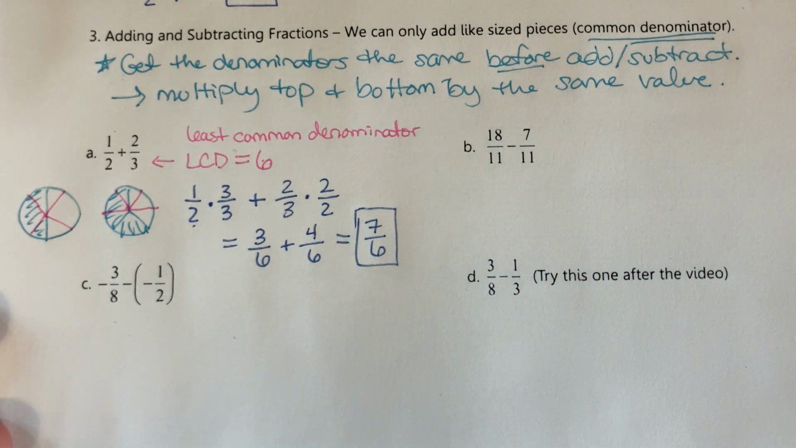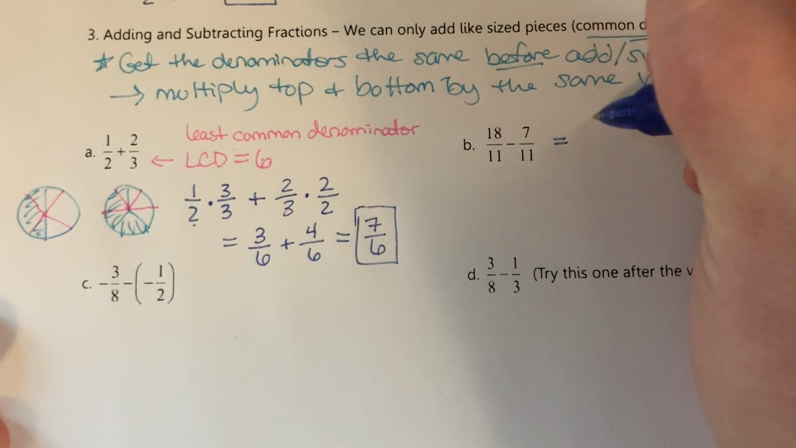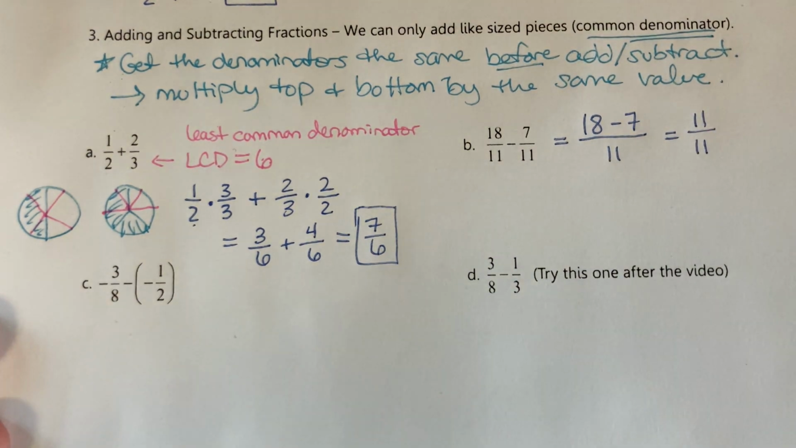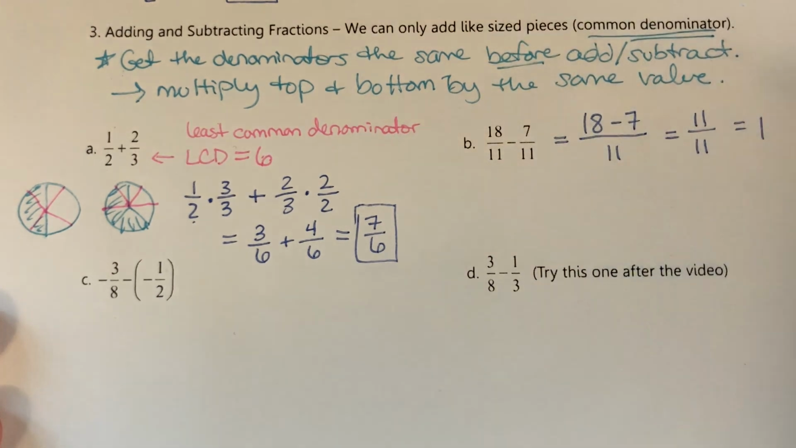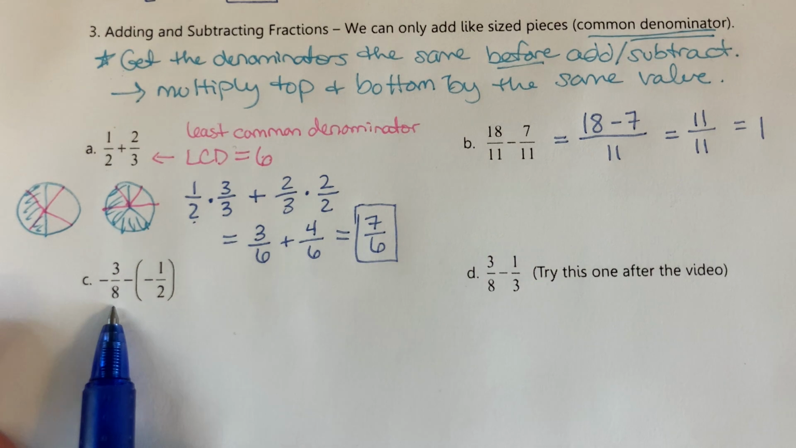Let's do part B. If the denominators already match, this is an easy problem. I'm just going to do 18 minus 7 and then divide by 11. So that would be 11 divided by 11. Ooh, what's 11 divided by 11? That's just 1. All right, let's try this next one.